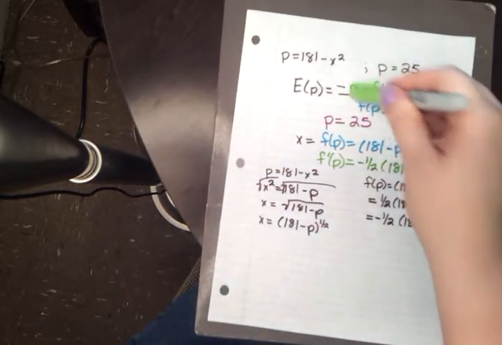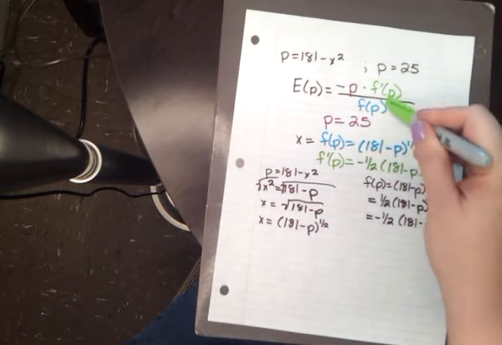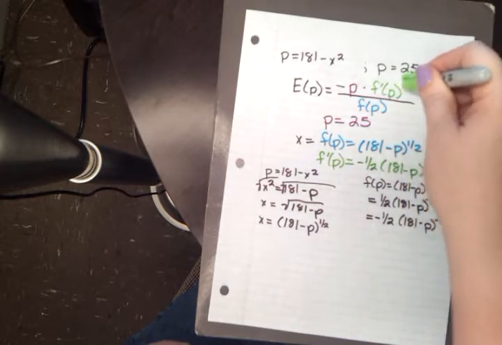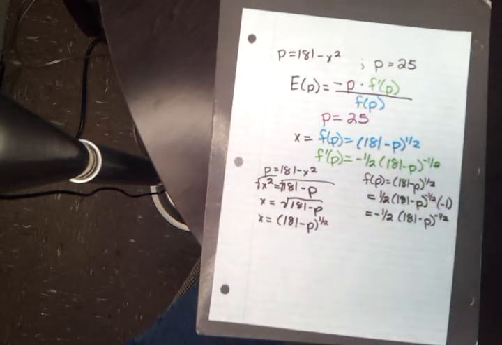I needed p, I've got p. I needed f of p, I've got f of p. I needed f prime of p, I've got f prime of p. Now I have everything that I need to solve this function. Okay, so let's go ahead and do it.